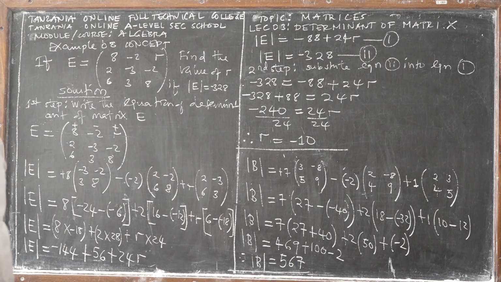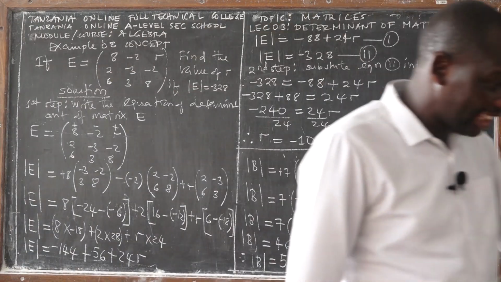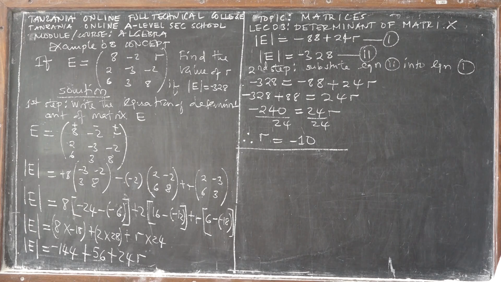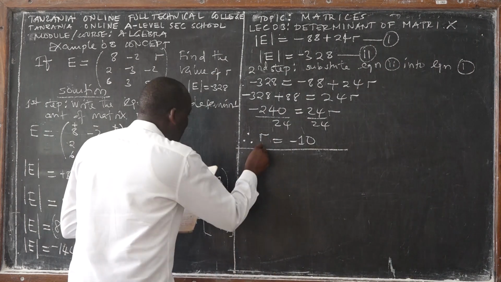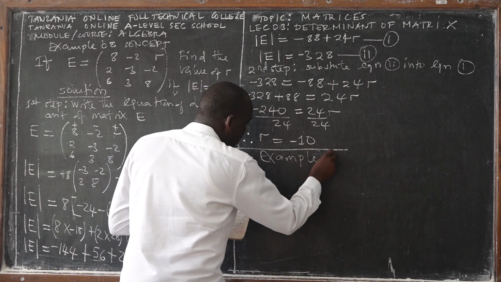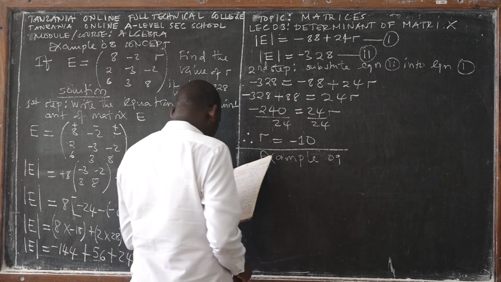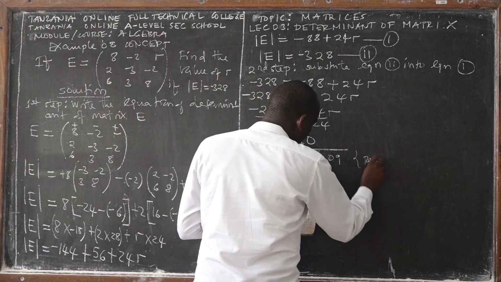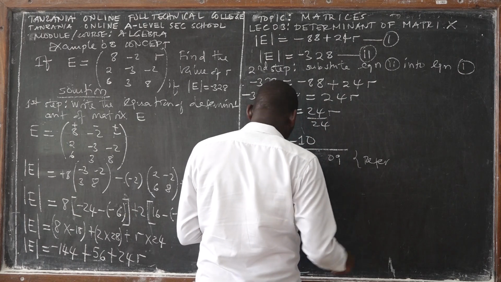So write quickly so we can move to another challenging example. Okay, so then we are getting into example 9. So this example 9, refer to the mathematical book called Pure 2.